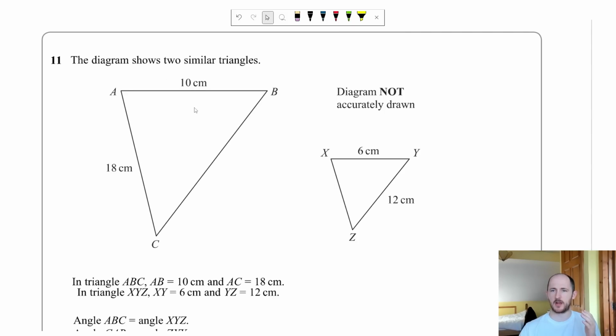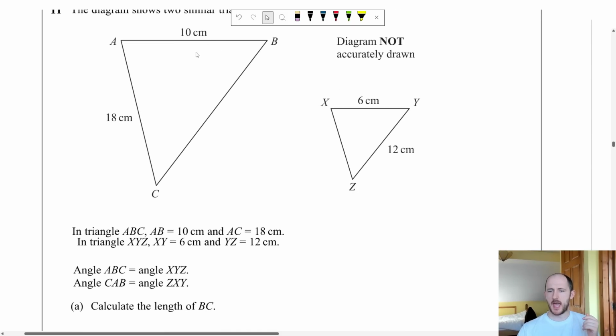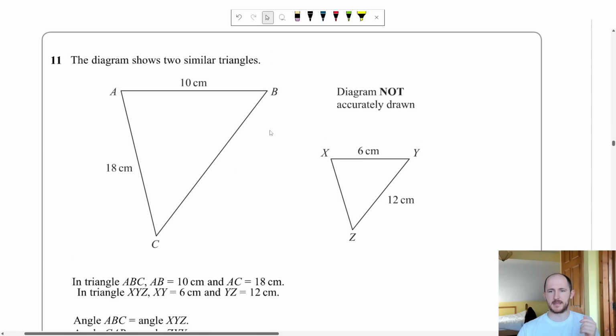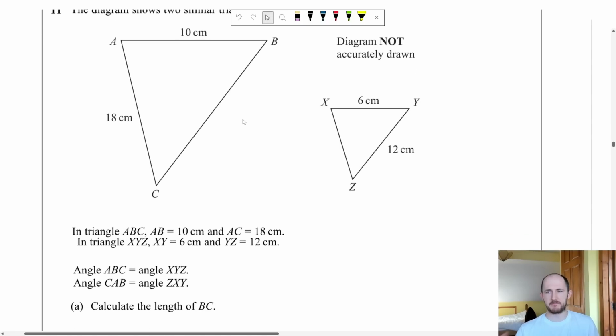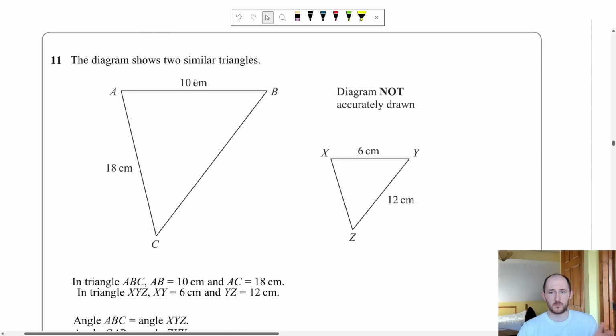So we have 2 similar triangles here, ABC and XYZ, Z even, not Z. And we have to work out the length of BC. So the way we do this is you want to work out the scale factor. It depends how you want to look at it. Do you want to go from the smaller to the larger? I personally like to go from small to large.